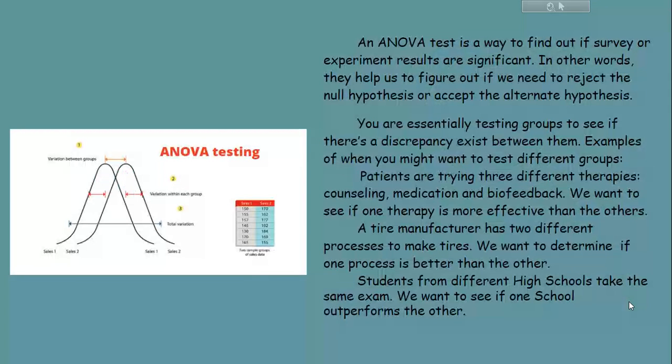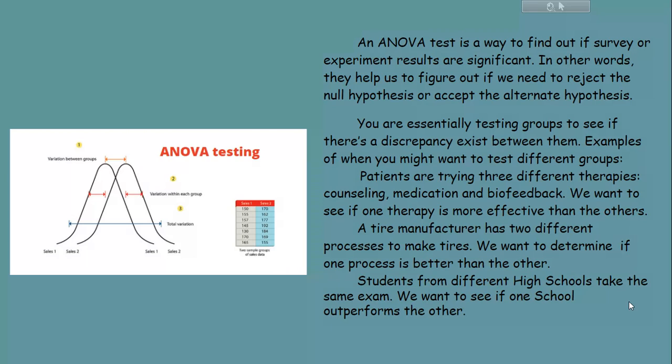An ANOVA test is a way to find out if a survey or experiment results are significant. In other words, they help us to figure out if we need to reject the null hypothesis or accept the alternate hypothesis. You are essentially testing groups to see if there's a discrepancy that exists between them.